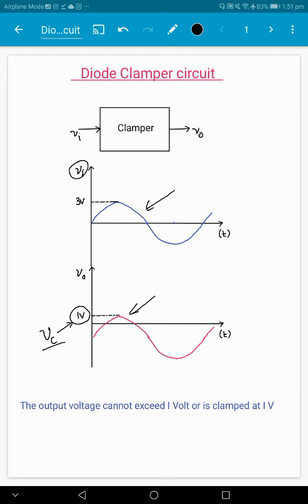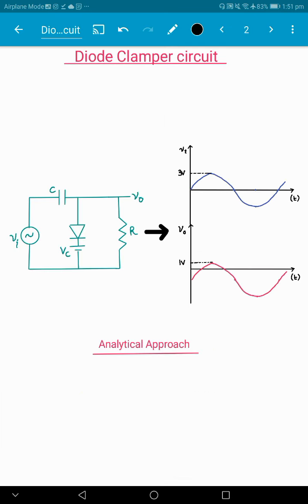Now often what happens is that we are given a circuit like this. We are given a diode circuit of the kind shown over here, and then we analyze it and try to show that it gives rise to a waveform of this particular kind, that it works like a clamper, able to shift the input waveform by a certain magnitude so that the output gets clamped at 1 volt. This is what we call the analytical approach. We are given a solution; the solution is already given.